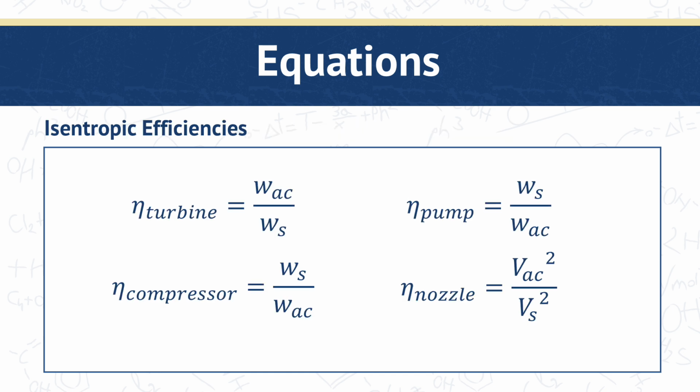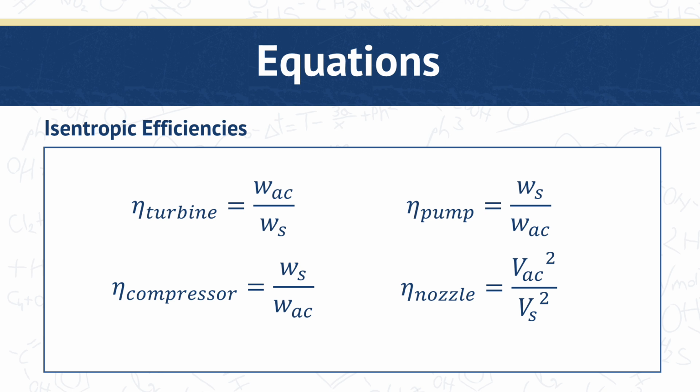In some problems that involve the second law of thermodynamics, these isentropic efficiencies are sometimes calculated or given. For the term, four isentropic efficiencies are commonly used: one for turbine, one for pump, one for compressor, and one for nozzle.